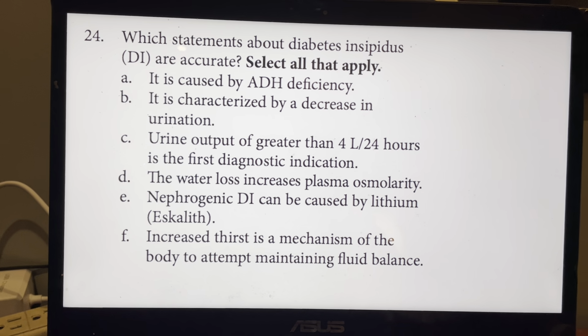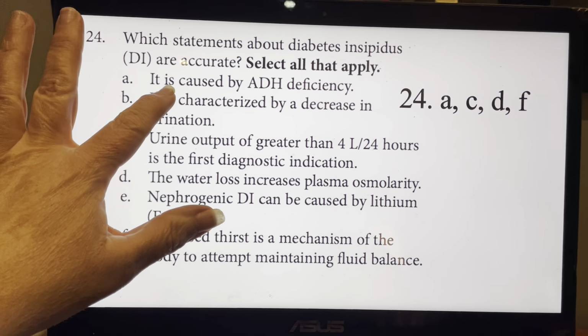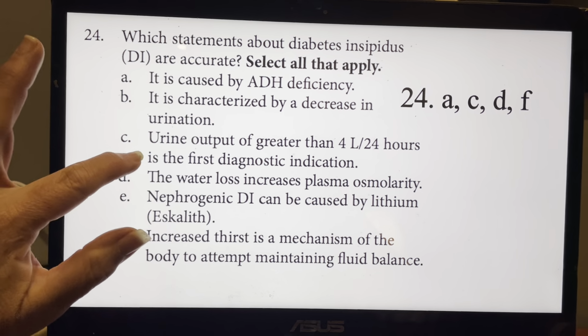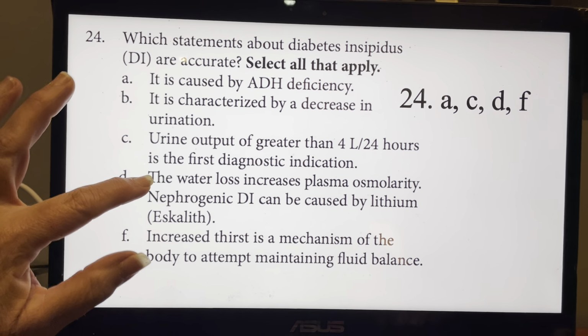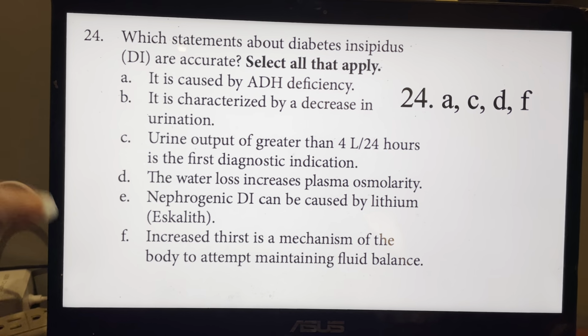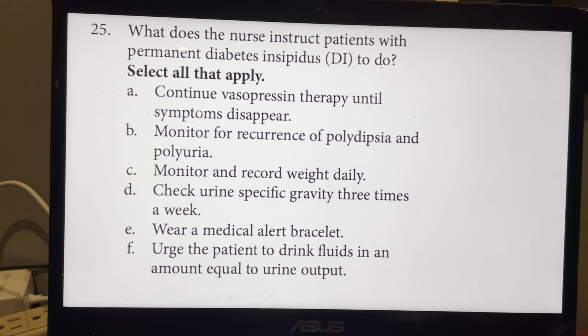Pause it and read it again because I know I told y'all. But anyway, 3, 2, 1. Yeah, it is a deficiency. And the urine output, it's just a vulgar amount. And the water loss increases plasma osmolarity. And increased thirst is a mechanism God gave us to try to help us. Okay.